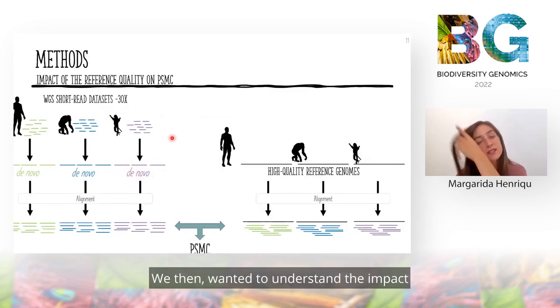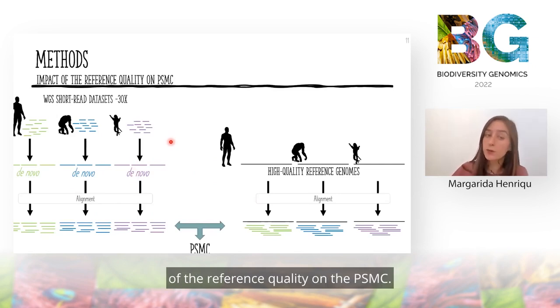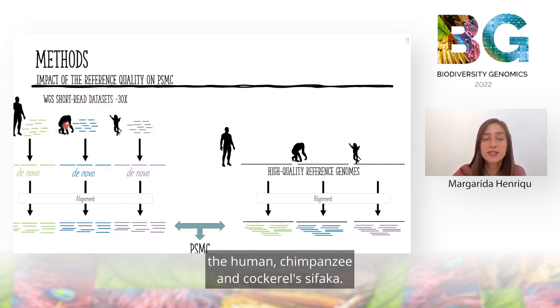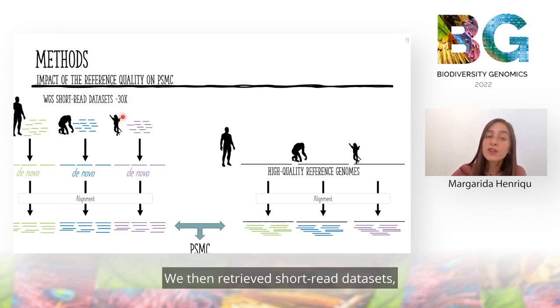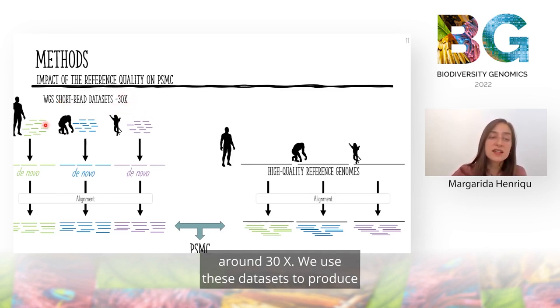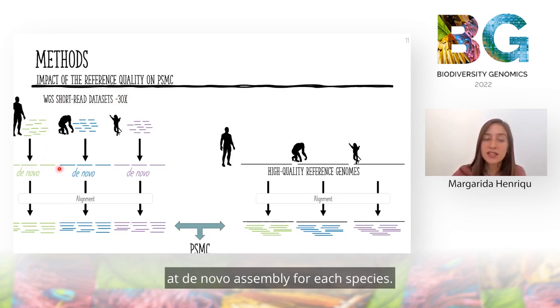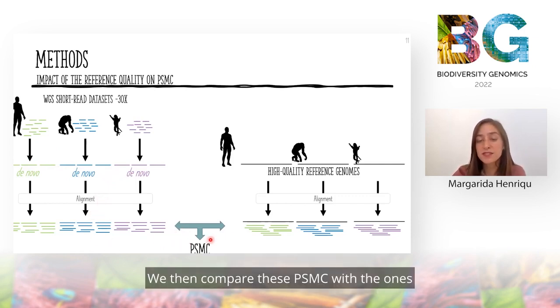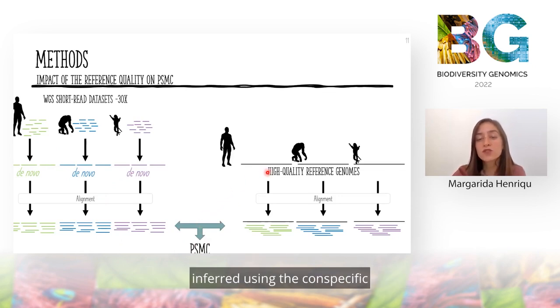We then wanted to understand the impact of the reference quality on the PSMC. So for that, we selected species for which we have high quality reference available: the human, chimpanzee, and Coquerel's sifaka. We then retrieved short reads data sets with a similar coverage as our mouse lemur individual, around 30x. We used these data sets to produce a de novo assembly for each species. And then we used this as a reference to infer the PSMC. We then compared this PSMC with the ones inferred using the conspecific high quality reference genomes.